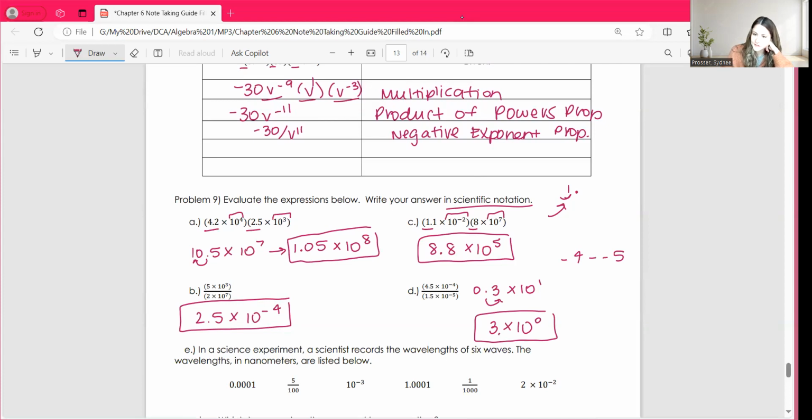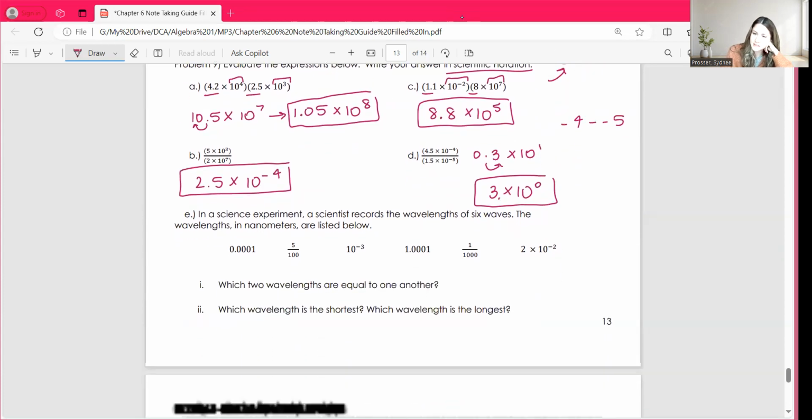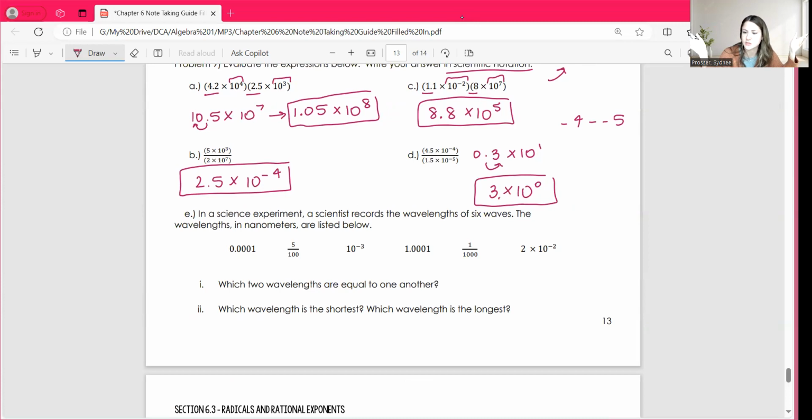Okay, and then the last one here, in a science experiment, a scientist records the wavelengths of 6 waves. The wavelengths in nanometers are listed below. Which 2 wavelengths are equal to one another? So let's get these all in the same form. Let's get these all written in scientific notation.